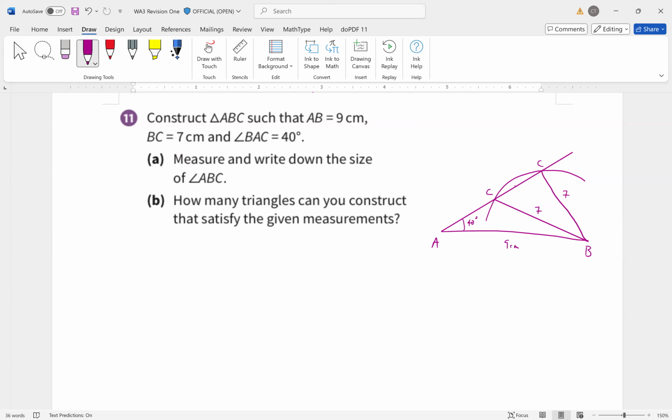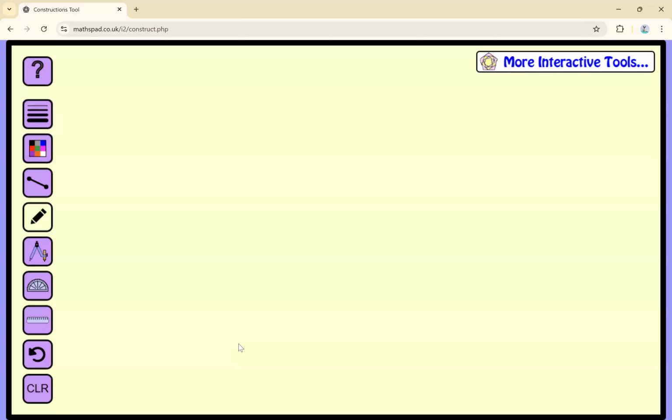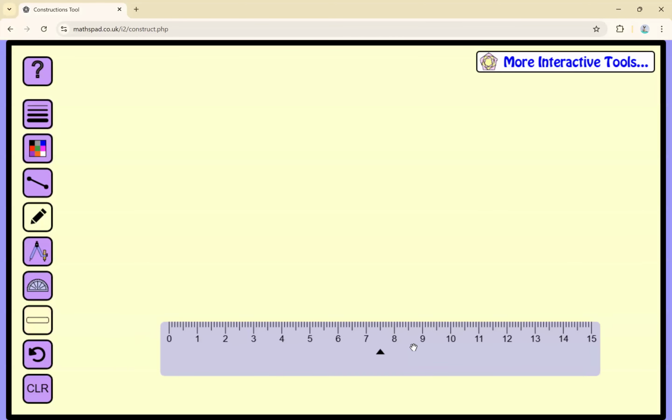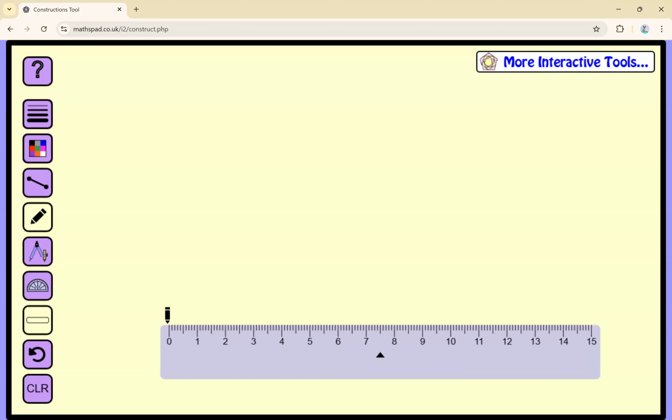Now let me go to the online construction tool to do an accurate drawing. Definitely you need to have your compass and your protractor with you for your WA3 as well as for your practice. So this is the construction tool. I'm going to start by drawing the line AB, which is 9 cm.